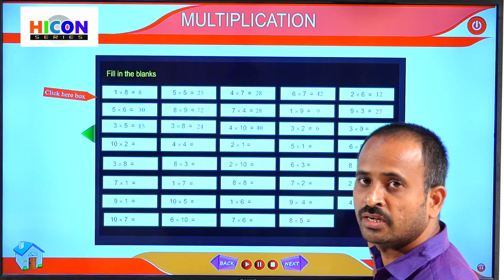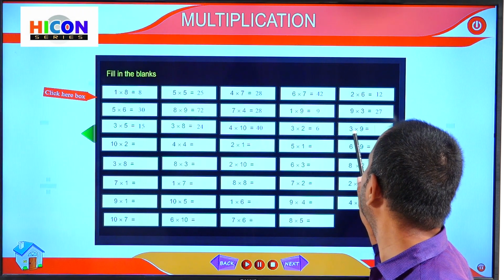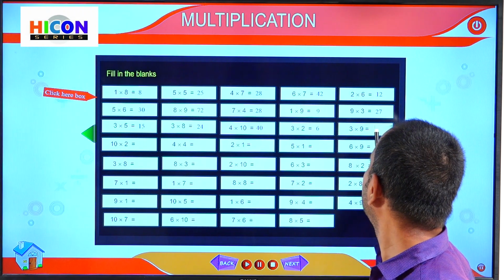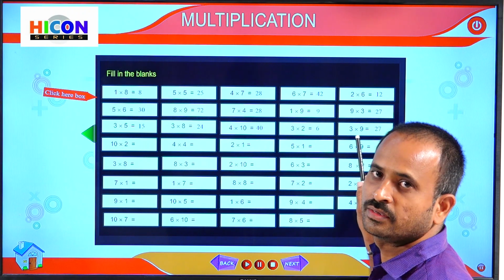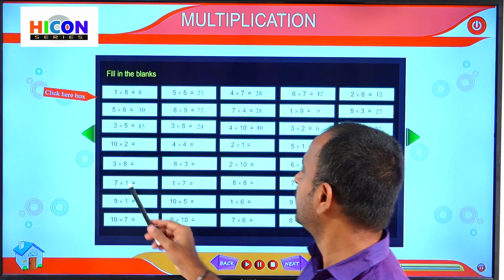So 3 9 jar, that is, this is the ninth table. In the ninth table, 9 3 jar, how much? 9 3 jar, 27. So 3 9 jar, 27. So see the next one here.